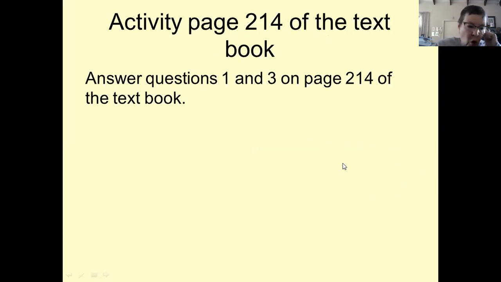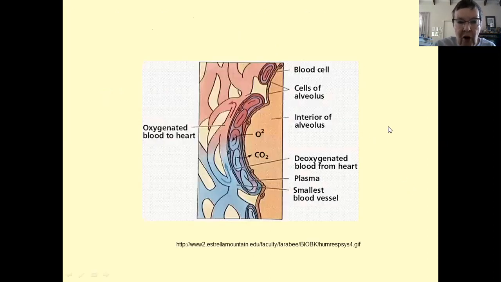Right, then this is your homework for the day. So you are to answer questions 1 and 3 on page 214 of your textbook. That's today's homework. And remember, I will release the answers in about 2 days' time.